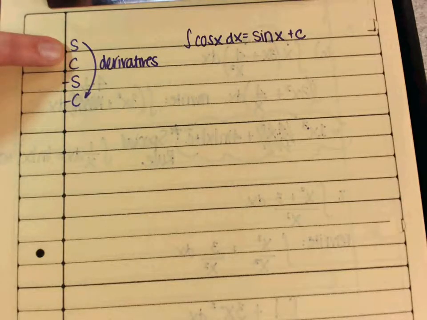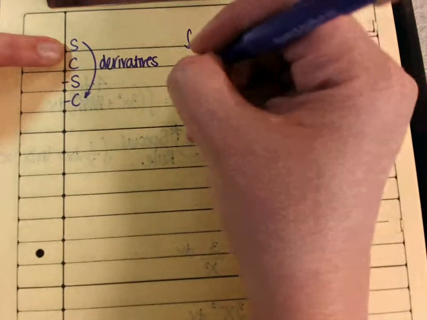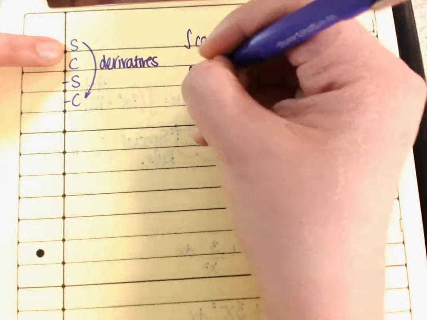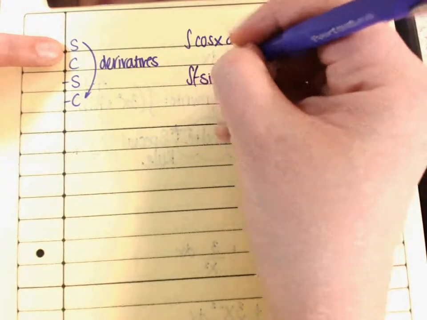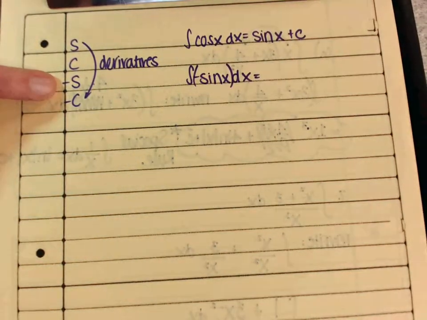Okay, so antiderivatives, you're going to go up. Okay, next one. What's the antiderivative of negative sine x? So if I'm on negative sine and I go up 1, what does that put me on?